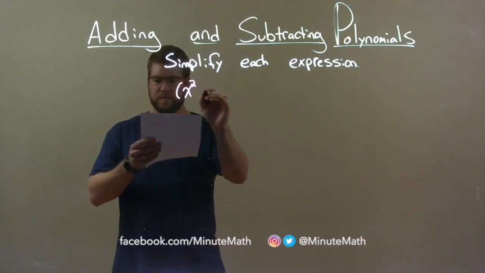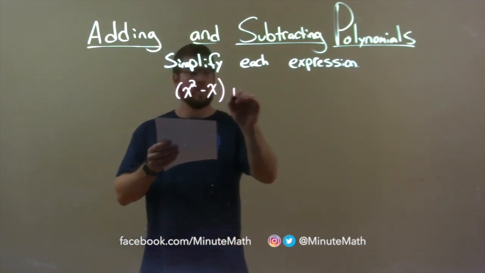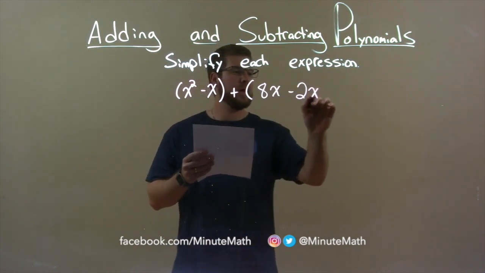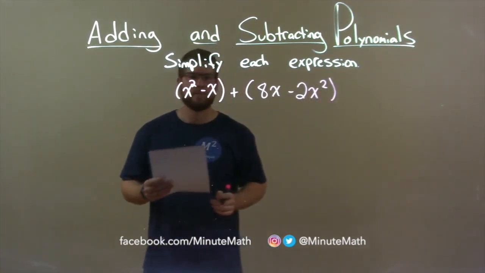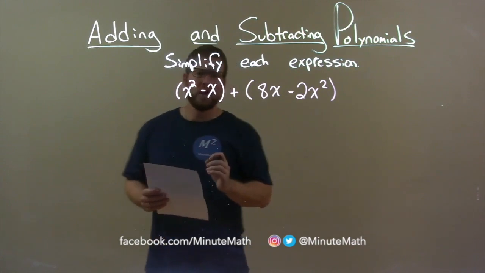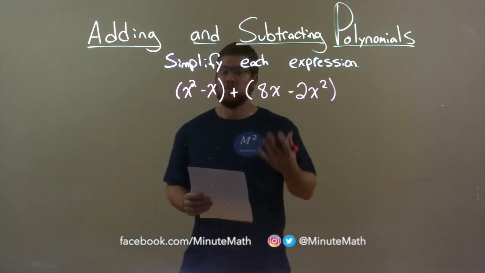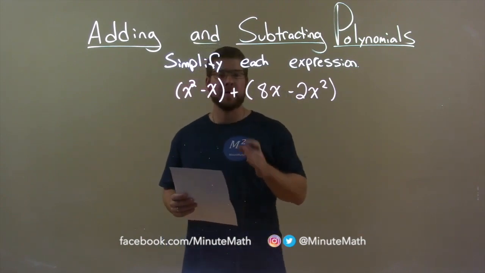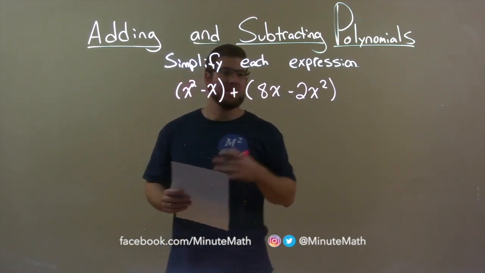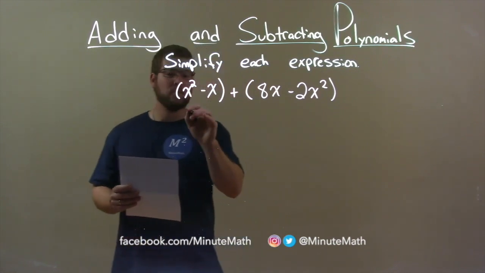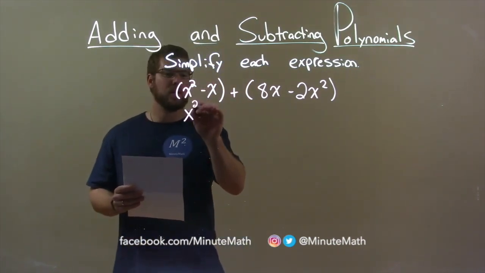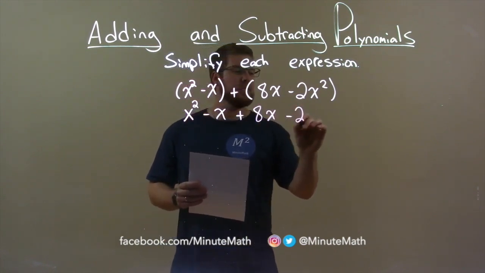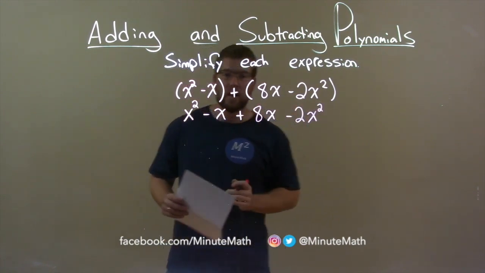x squared minus x plus 8x minus 2x squared. Okay? Well, one thing I want to do is first, within each parenthesis, is there anything I can simplify? The answer is no. There's nothing within each I can simplify. With addition here, the parentheses are not needed. So I can rewrite this to be x squared minus x plus 8x minus 2x squared.